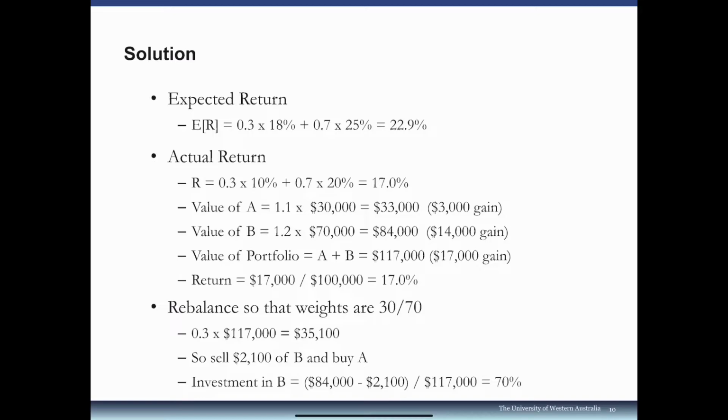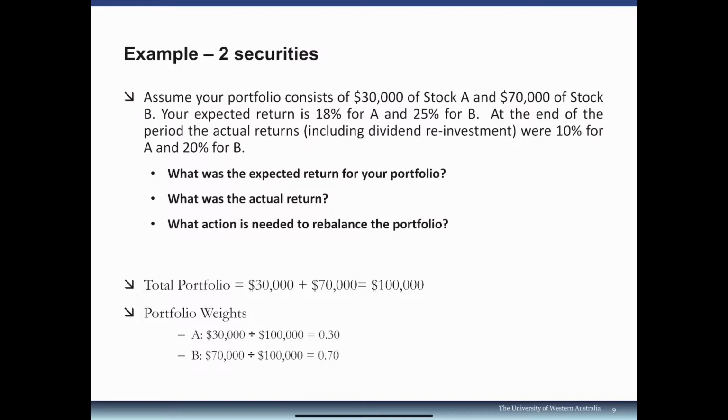So in a nutshell, rebalancing happens when one of them outperforms the other in a relative sense. But even if A is expected to go up by 18% and B by 25%, and the realized return is the same, meaning the actual return for A is 18% and for B is 25% as well, you still have to do rebalancing. Why? Because they are growing at different rates, which means the weights will be slightly different.